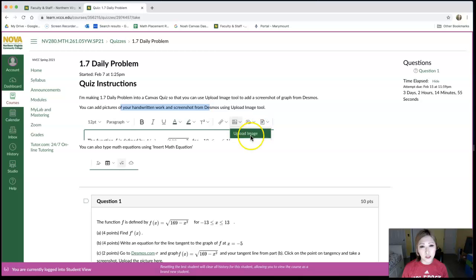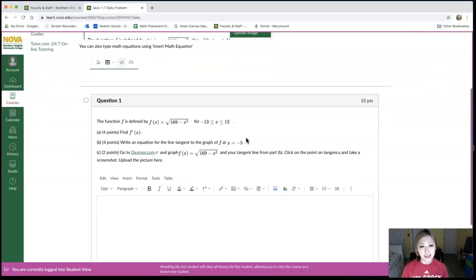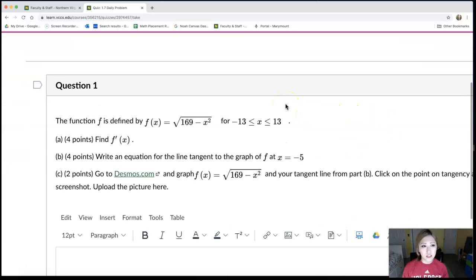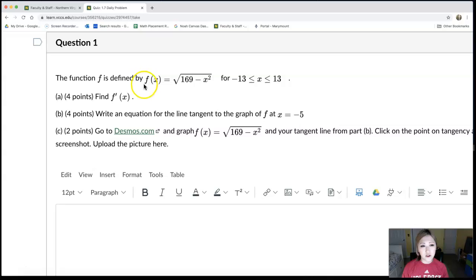I tried to take a picture of where you need to click to upload an image, but let's take a look at the problem that I have. Let me zoom in. Mine is like that. It says the function f is defined by f of x equals the square root of 169 minus x squared, from negative 13 to positive 13, including these endpoints. First, they want us to find f prime of x.